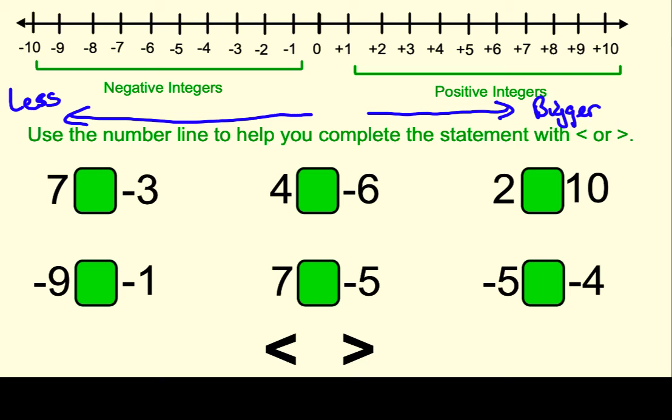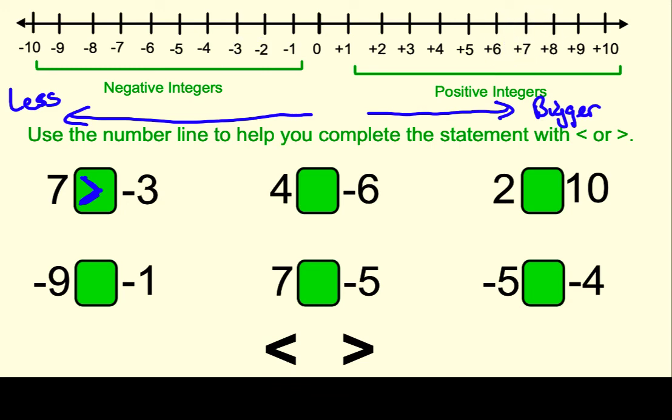So here, 7 and negative 3. 7 is farther to the right on the number line, so 7 is greater than negative 3. The farther to the right it is, the farther into the positive it is, the bigger the number is. A good rule of thumb is a positive number is always greater than a negative number.